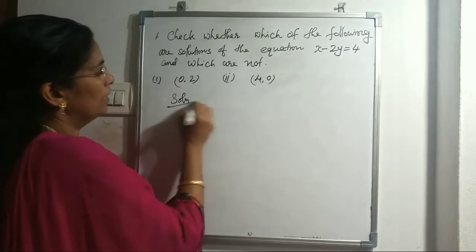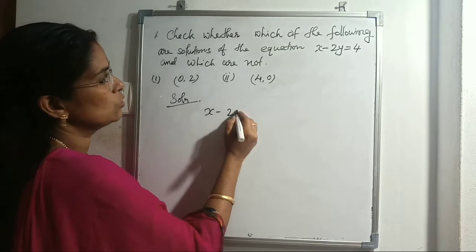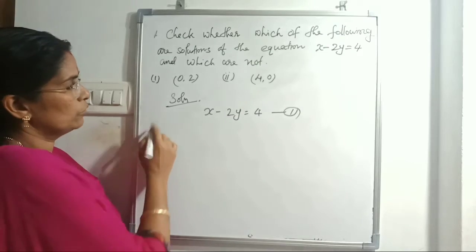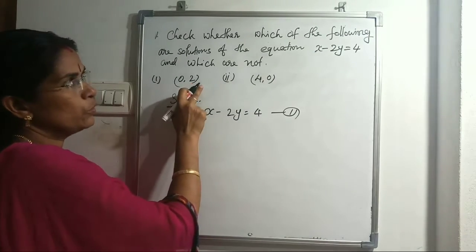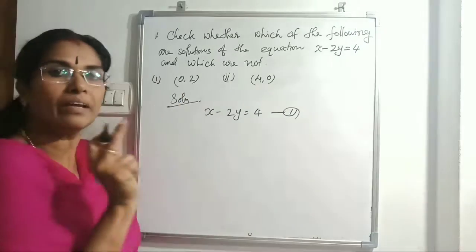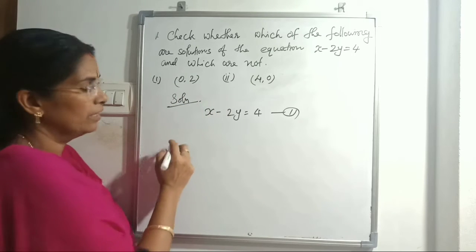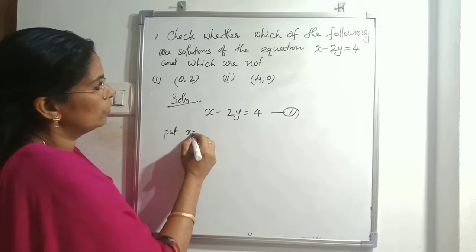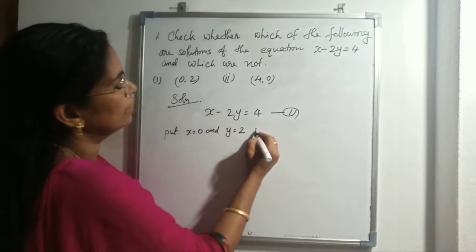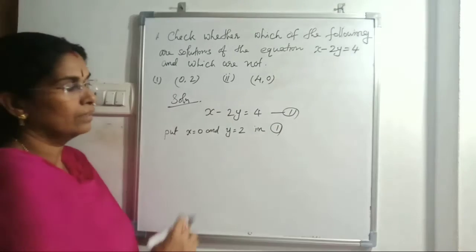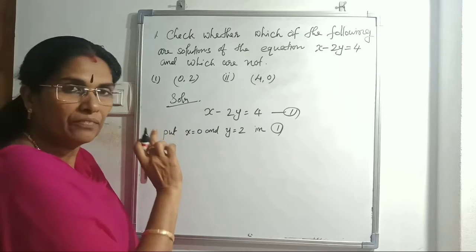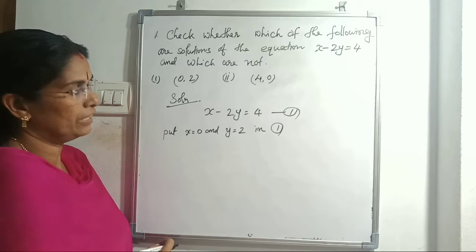The solution we can find like this. First we have to write the equation x minus 2y equal to 4. We are writing this as equation 1. The question is whether (0, 2) is a solution or not. The meaning of (0, 2) I already told: the first value represents x and the second value is y. So substitute x equal to 0 and y equal to 2 in 1. We have to find whether this given point is a solution of the given equation or not.